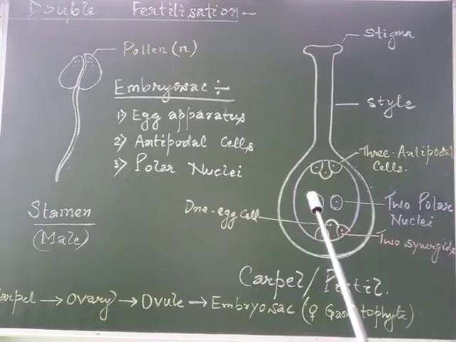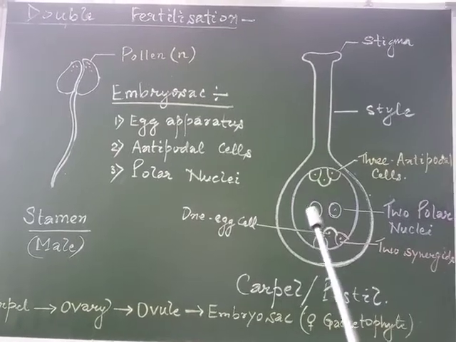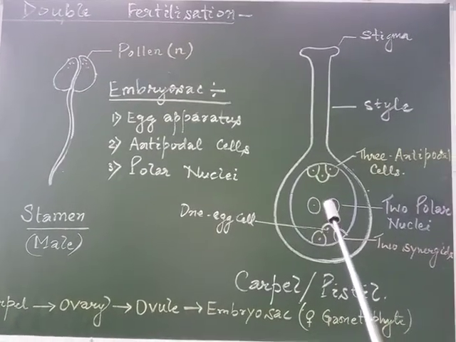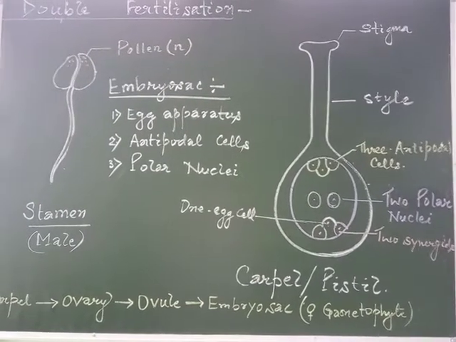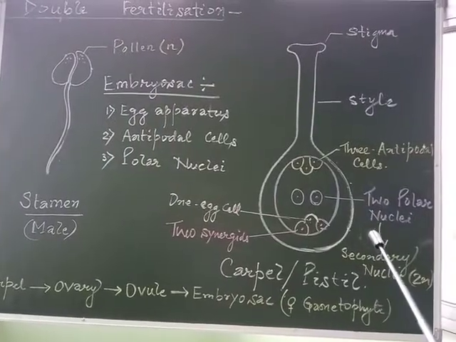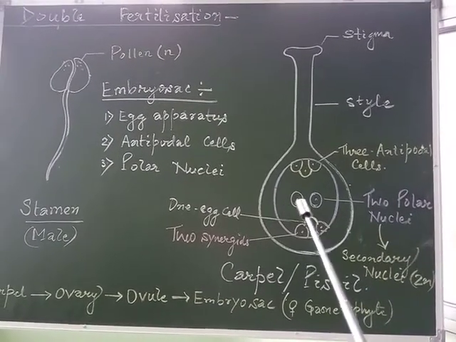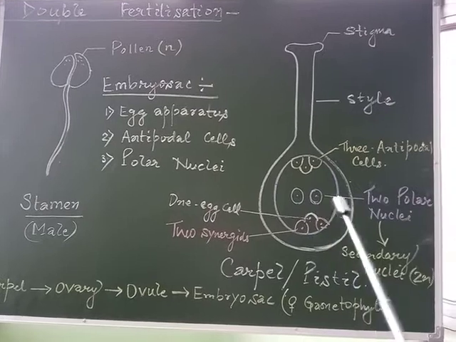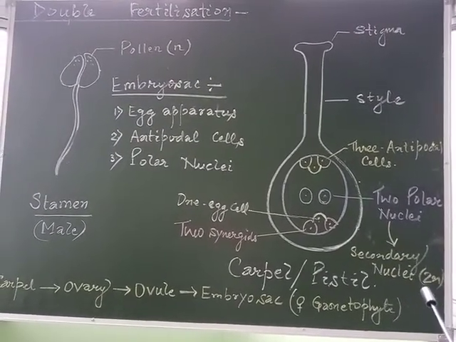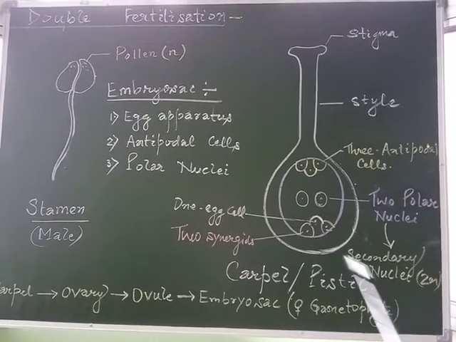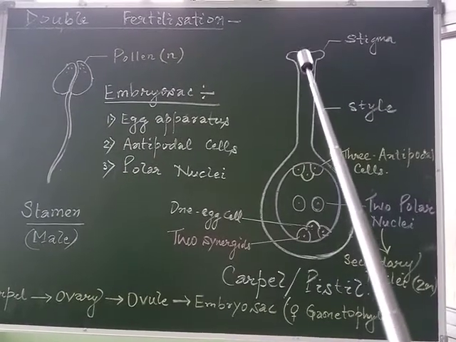Meanwhile, the two polar nuclei fuse together, as both are haploid in nature, to form the secondary nucleus. So, by the fusion of the two haploid polar nuclei, the secondary nucleus is formed, which is diploid in nature.